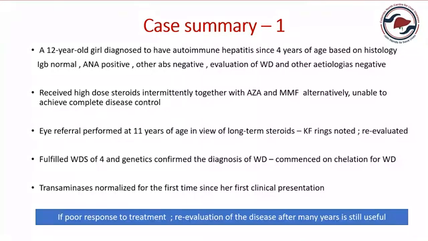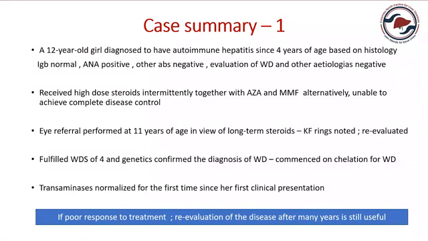If you critically look back, this child was diagnosed based on the histology in a context where immunoglobulins were normal, though ANA was positive. However, the evaluation for other diseases was negative at that point. But the key feature was the child did not have full control of the disease, so that should have led to exploration of other diseases. The main message is, if there is poor response to treatment, re-evaluation of the disease, maybe after many years, would give you a good yield.